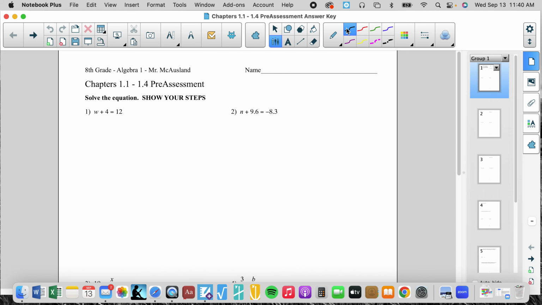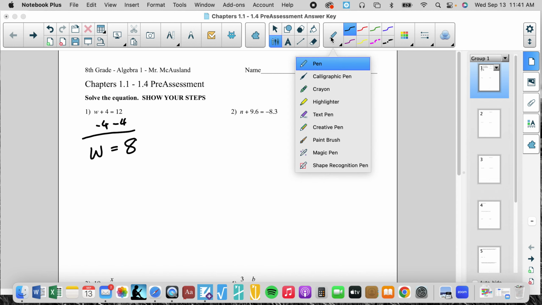So the first problem says solve the equation, show your steps. You must show your steps. Got to show it. I know this is simple. I know we can look at this problem and see that the solution is 8, but I want to see the mathematical reasons on why it ends up being 8.